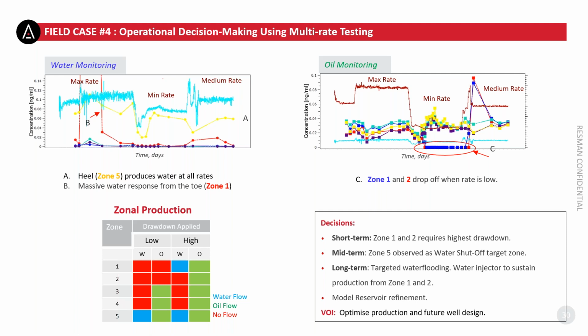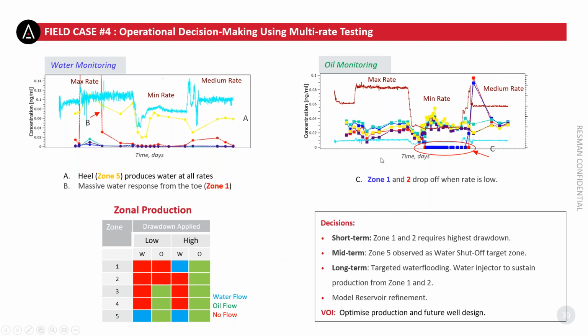So that is in terms of water monitoring, and we can see the results flagged in this quick zonal production map. So that tells us for zone number 5, low drawdown and high drawdown is producing water, and for zone number 1, it's producing water only at a high drawdown.